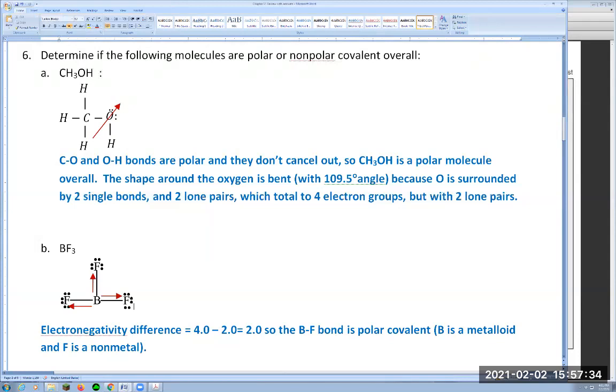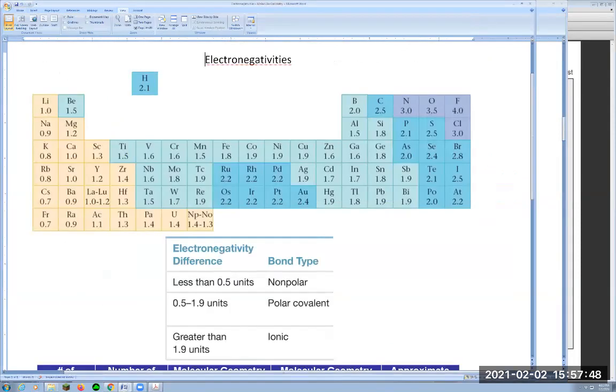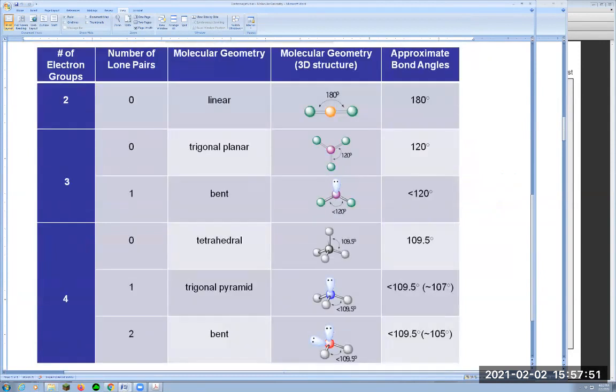So we need to decide the shape around the boron. We count the number of electron groups around boron, and here we have 3 single bonds, so that means 3 electron groups. So let's look at the table and decide what is the shape when we have 3 electron groups, 0 lone pair. Here, in the middle of the table, 3 electron groups, 0 lone pair, and the molecular geometry is trigonal planar. And you have a model here showing how the purple ball that is the central atom is in the center, and it's surrounded by 3 green balls equidistant from each other, forming a triangle. And the bond angle is 120.